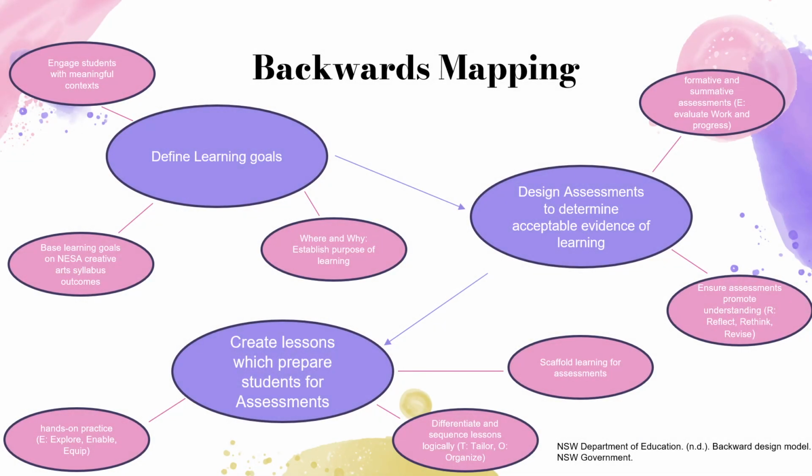Backwards mapping is a teaching framework for designing a unit. We start with the end goal first, and we plan the unit so students can achieve these goals by the end. These learning outcomes are guided by the expectations and requirements of the NESA Creative Arts syllabus. After defining the outcomes, the next step is to design assessments to test whether students have achieved these outcomes. The final step involves planning activities, developing teaching strategies, and providing resources to prepare students for the assessment.